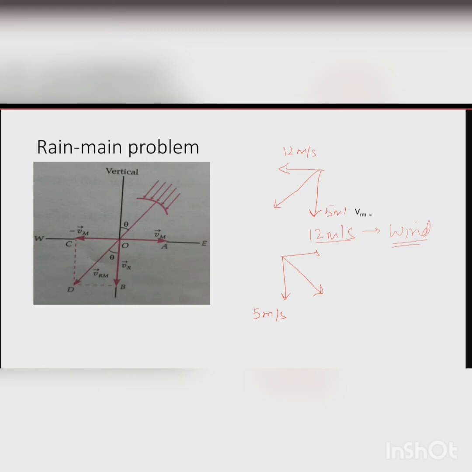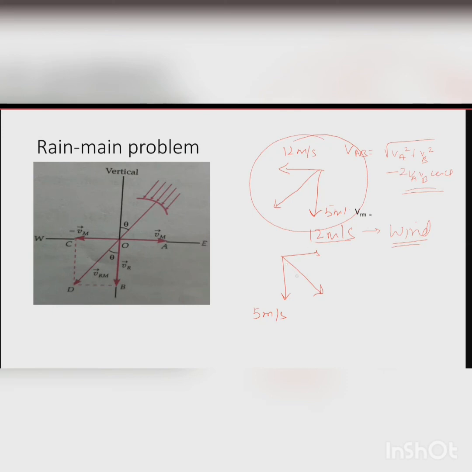Because the formula becomes a little different. I told you earlier what the formula reduces to: va square plus vb square minus 2 va vb cos theta. So you have to understand that when there is a rain and wind problem, the velocity experienced by a person standing who is not moving is the resultant velocity of the rain and the wind.